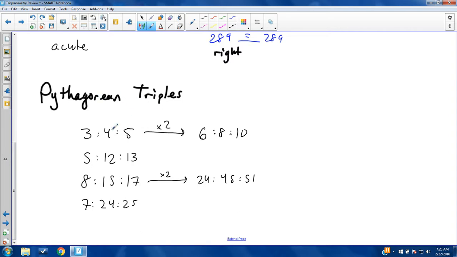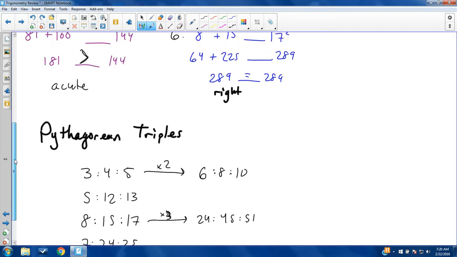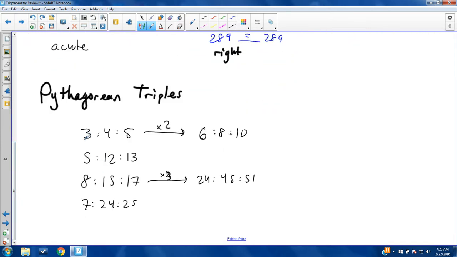Pythagorean triples, meaning that they are especially so where the numbers are not irrational anywhere. They are all integers. This should be times 3. So once again, you do this enough, you practice it, you'll know it. So like I said, these are the 4 quote-unquote smallest ones.